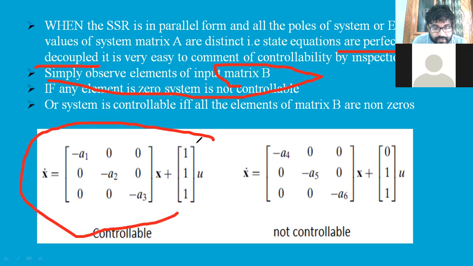This representation is in diagonal form, that is parallel representation. It is a pure diagonal matrix. All the remaining elements are zeros. If you observe the matrix B, if all the elements are non-zero, then the system is controllable. See here.